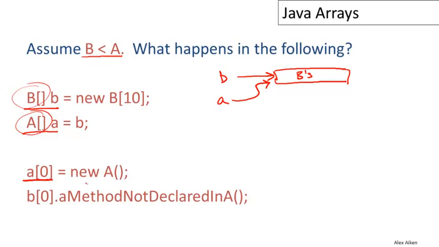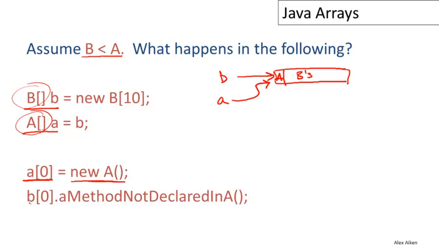And now what we're going to do is assign into a sub 0, into the first position of a, a new A object. And that should be fine, right? Because a is an array of A's. And that seems like that should work out all right. All right, so here there will be an A sitting in the first position.